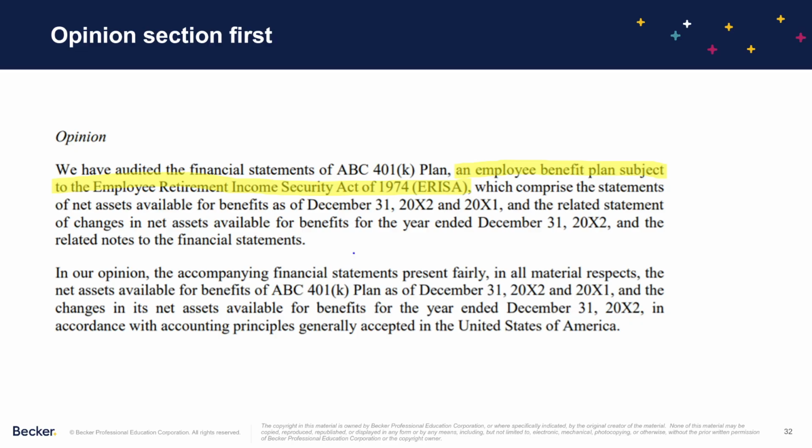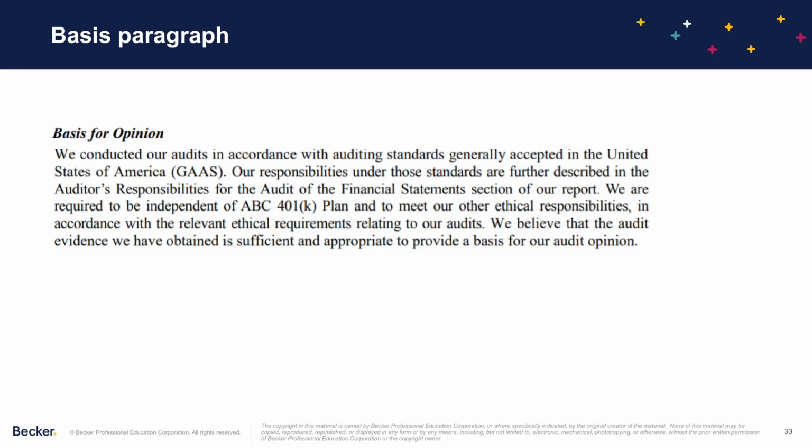In our opinion, the accompanying financial statements present fairly in all material respects the net assets available for the benefits of ABC 401k plan as of December 31st, and the net changes in net assets available for benefits for the year ended December 31st in accordance with accounting principles generally accepted in the United States of America, aka GAAP. All right, so that is the applicable financial reporting framework here. So we start with the opinion section, and then we go on to the basis for opinion section.